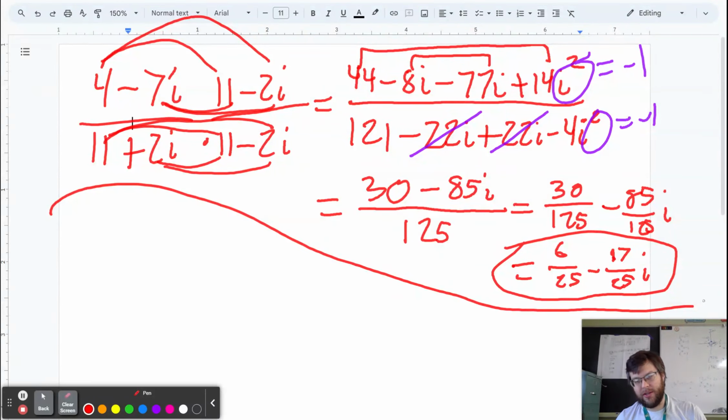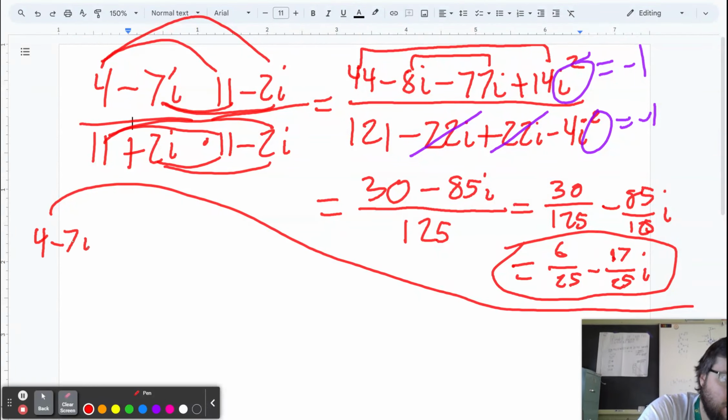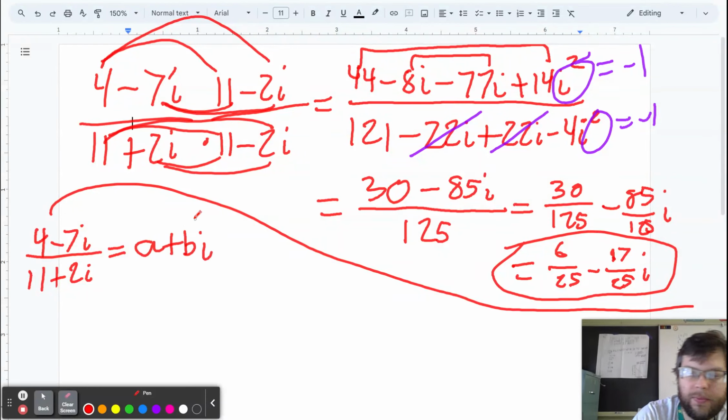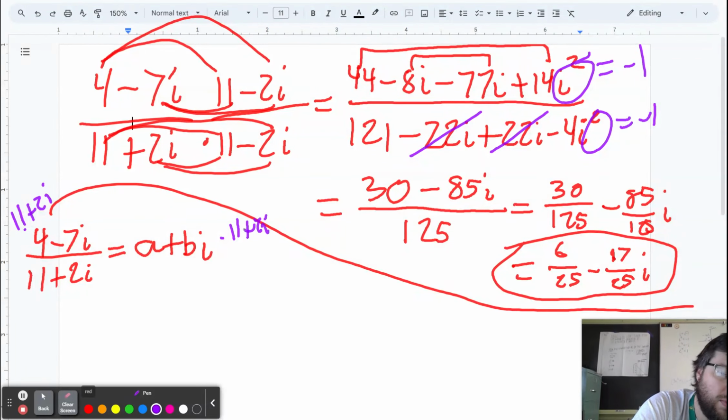So I want to show you a second way we can do this same problem without knowing about the conjugate. So let's say that we wanted to divide two complex numbers, and we want the answer to be in standard form. So I'm going to make it equal to standard form. How do you get rid of a fraction? Well, the way you get rid of a fraction is you multiply. So I'm going to multiply both sides by 11 plus 2i. So that cancels it out from the left side, leaving me with just 4 minus 7i.